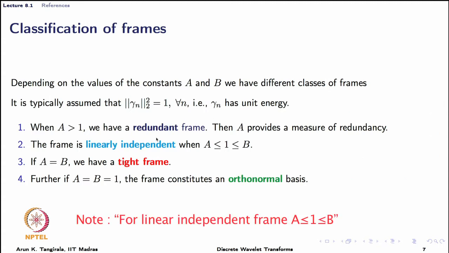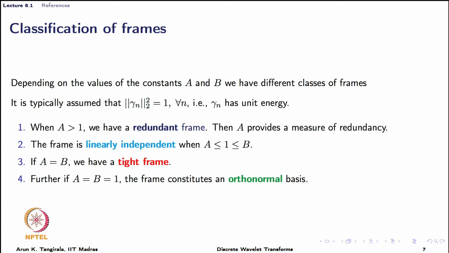Now, when a and b are at the most 1, they could be equal, but a is never greater than 1 and b is also never greater than 1, but then b can be greater than a, then we have what is known as a linearly independent frame. Why is it linearly independent? Why not a tight frame? Because a is not equal to b necessarily. When a equals b, we have a tight frame.